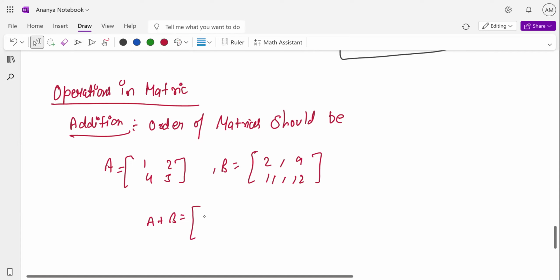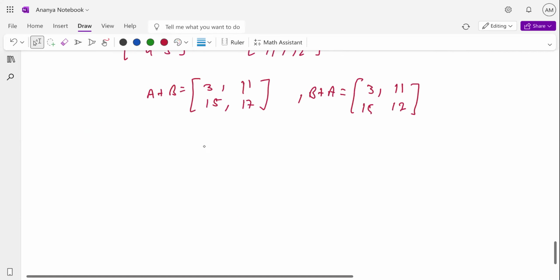It would be 3, 11, 15, and it will be 17. Clear? If I ask you what is B plus A, again it will be 3, 11, 15, 17. Clear? Yes, sir. So I can also say that when it comes to matrices, A plus B is equal to B plus A. Clear? Yes, sir.